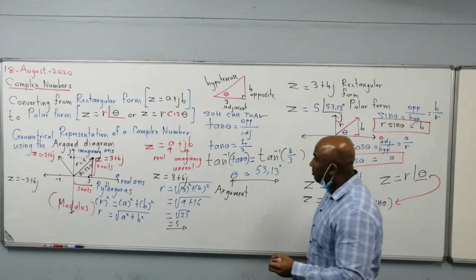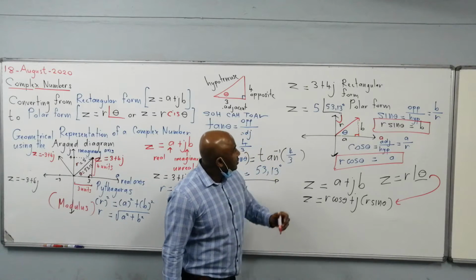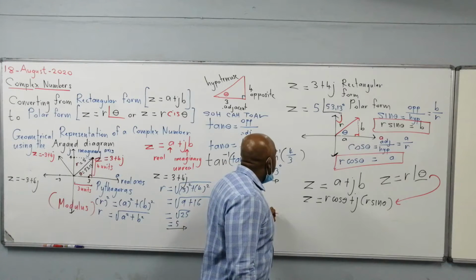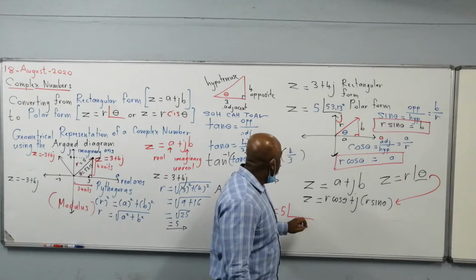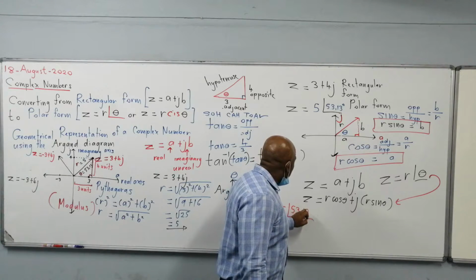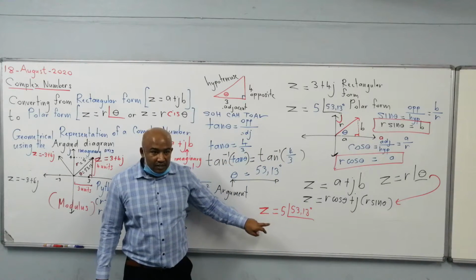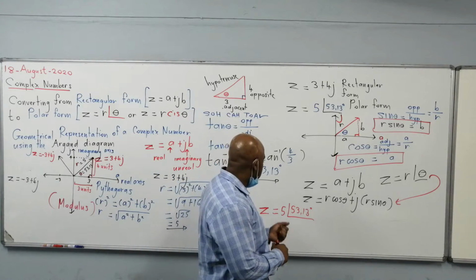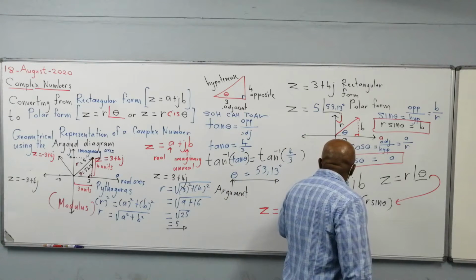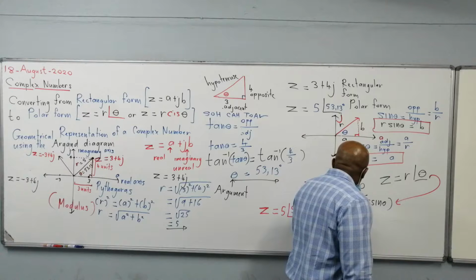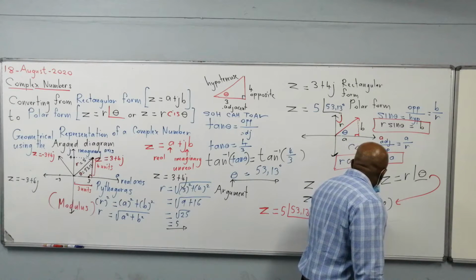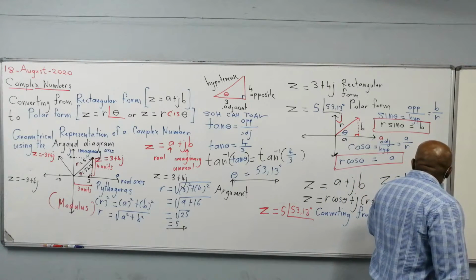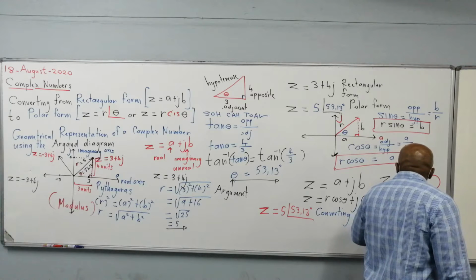Let's do it for the same example that we just worked out. So look here. Z is equal to 5. Let's write that down. Z is equal to, we got our 5, and then we have 53,13 degrees. So this is in polar form. Now, let me just write that down. Converting from polar back to rectangular form.